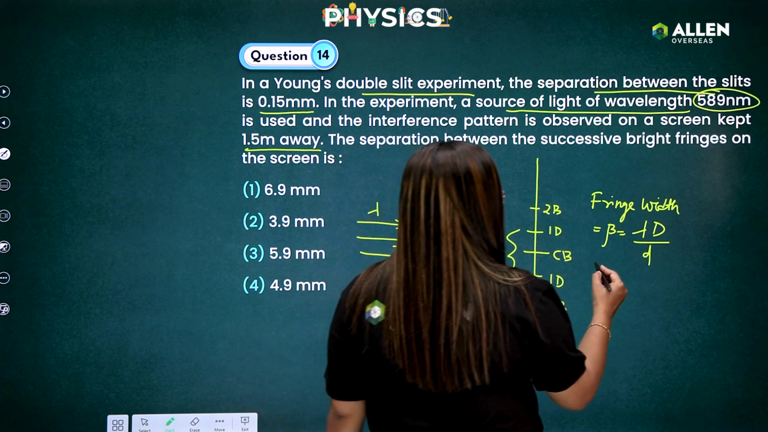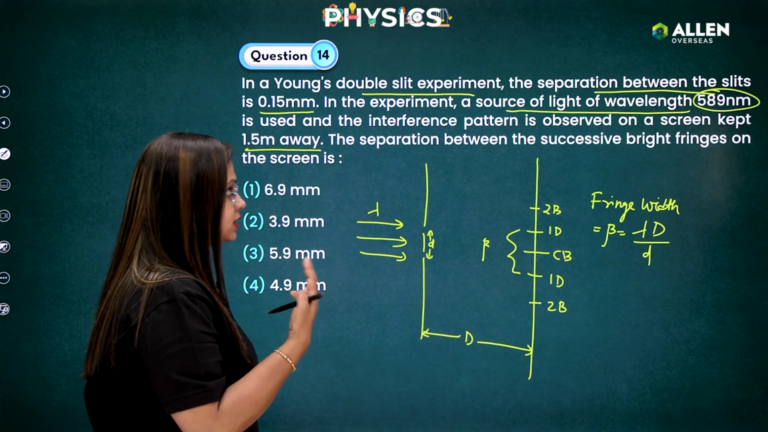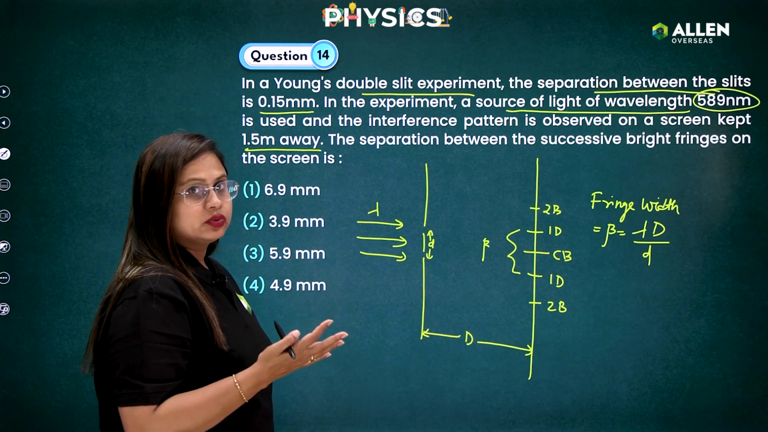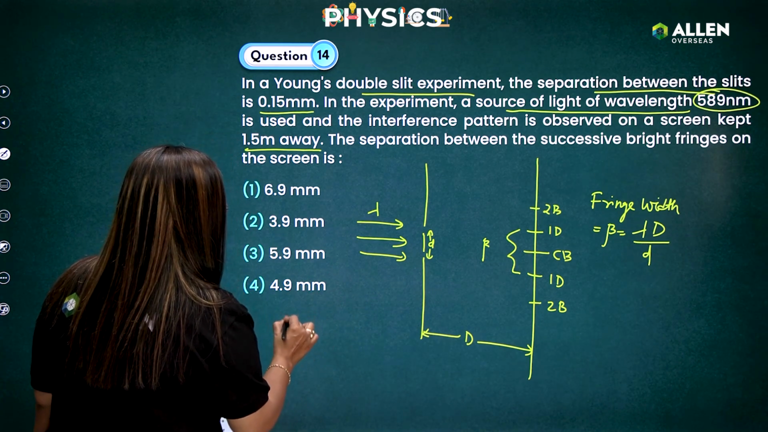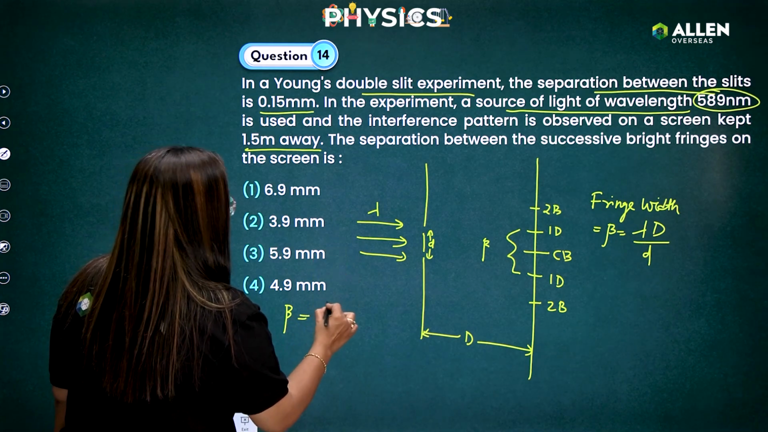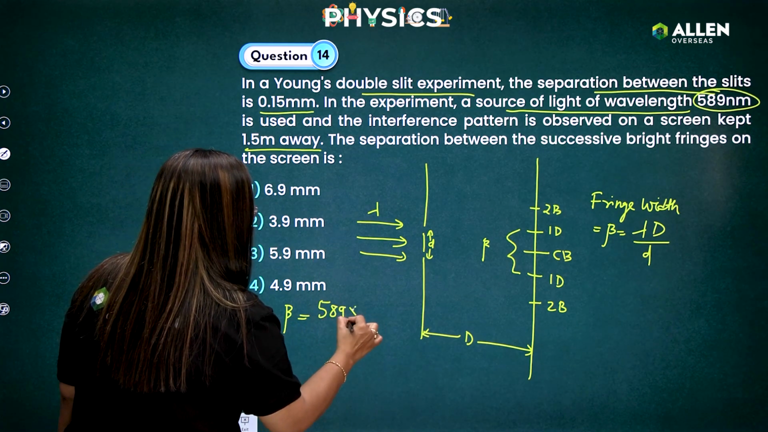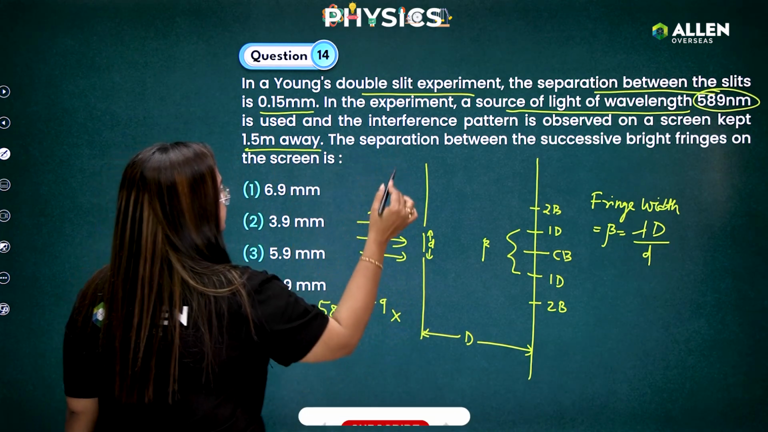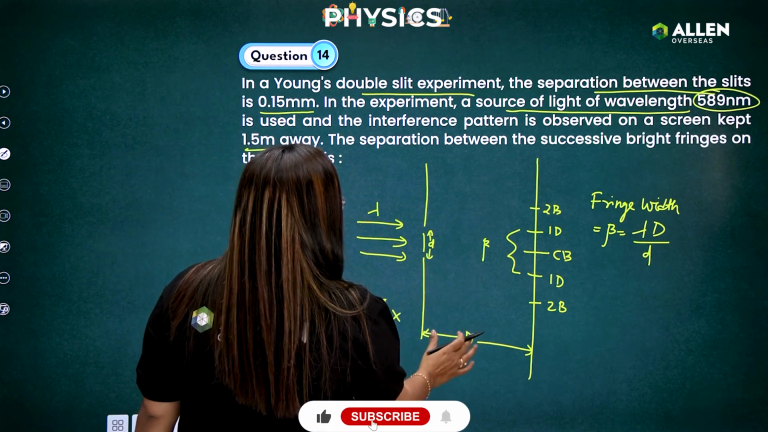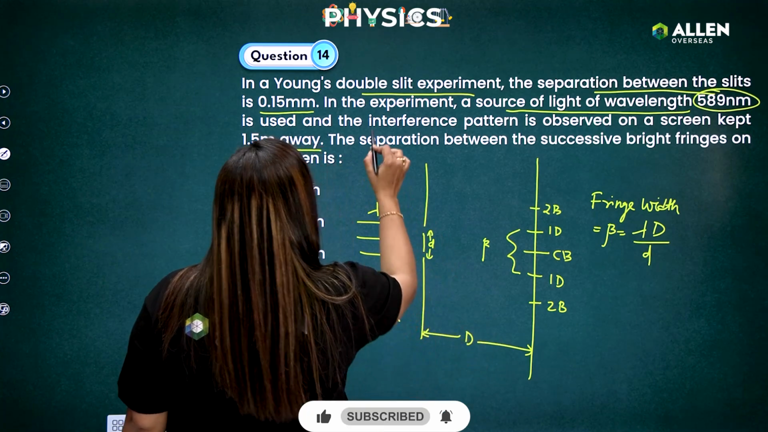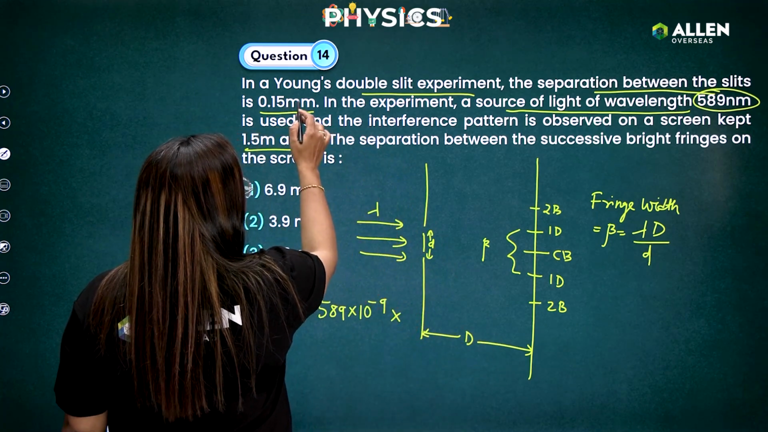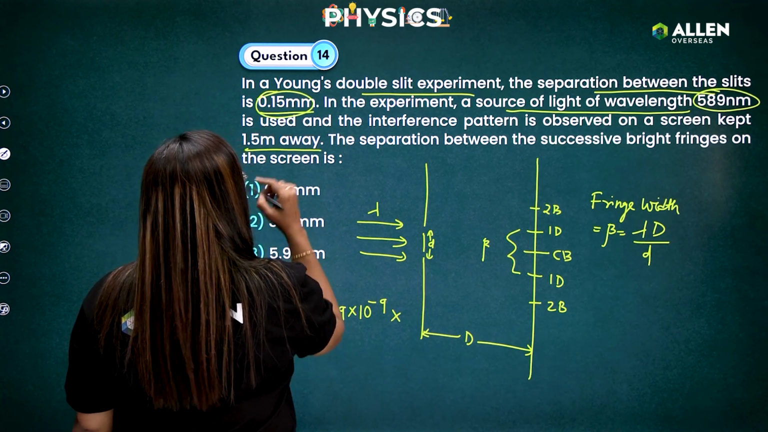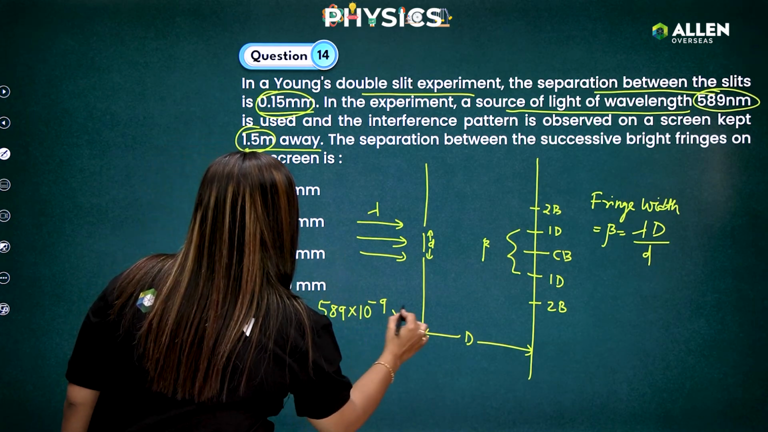So the values have already been given, and we have to convert nanometer and millimeter into meter first to get the answer. So we can write down that beta is, lambda is 589, so 589 into 10 to the power minus 9, capital D is 1.5, and small d, the separation between the slits, is 0.15 millimeter. Very carefully we have to write this down.